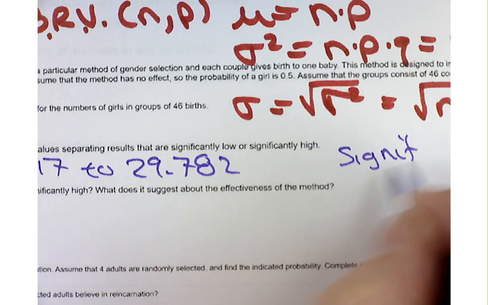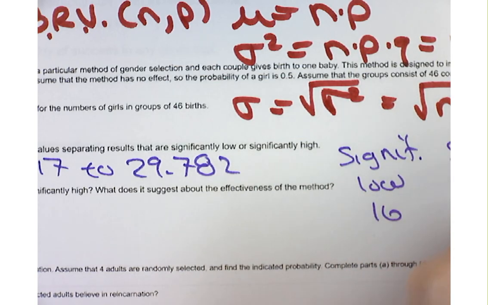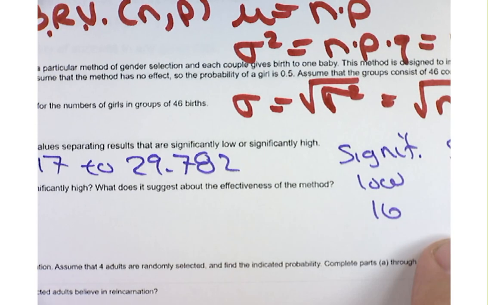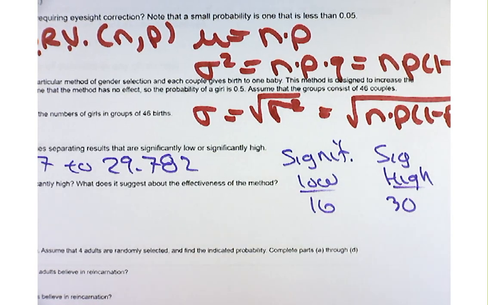16. Yeah, 16, and significantly high is at 30. Good. So those are the first values that match either of those criteria, significantly high and significantly low.